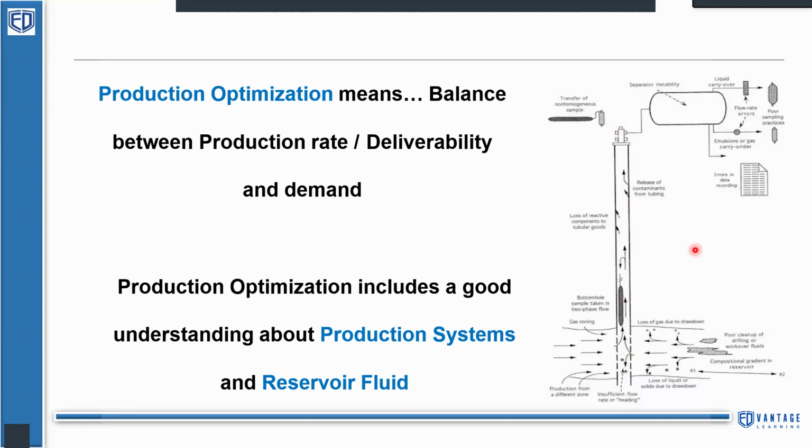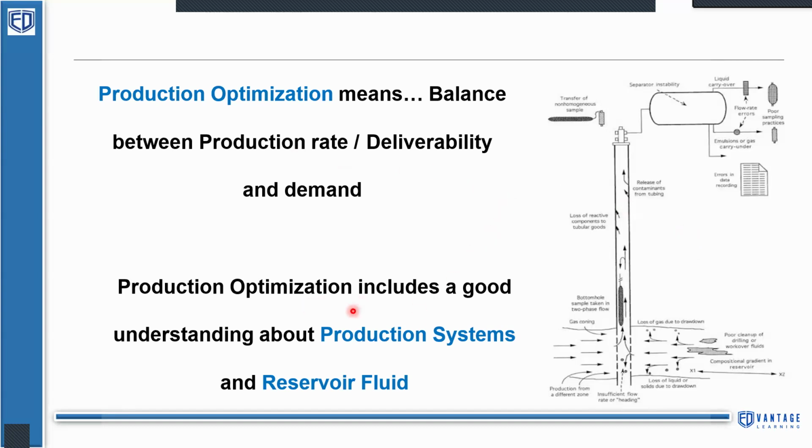Because if a lot of gas is coming out, and if the crude has a high GOR, the gas oil ratio, it's very tough to optimize production. That is the time when we use nodal analysis to balance between the production rate and the actual well deliverability. And this all depends on the demand that is required from that field.